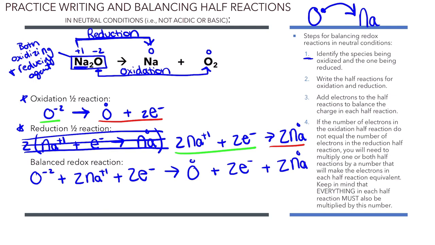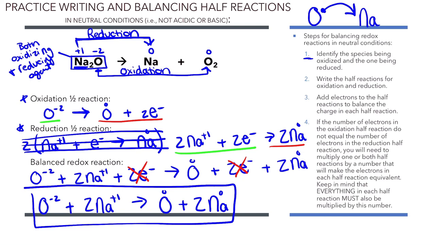All right. And then my last step is to go through this reaction and cancel out anything that shows up on both sides. And for this, the only thing that's going to show up on both sides here are the electrons. Assuming that we had them balanced properly, they should be equal to the electrons on either side. And then we end up with our overall balanced redox equation of oxygen -2 plus 2 sodium +1 ions, and then a neutral oxygen plus 2 neutral sodium atoms. So here's my balanced redox equation for this problem, right? Balanced for charge.